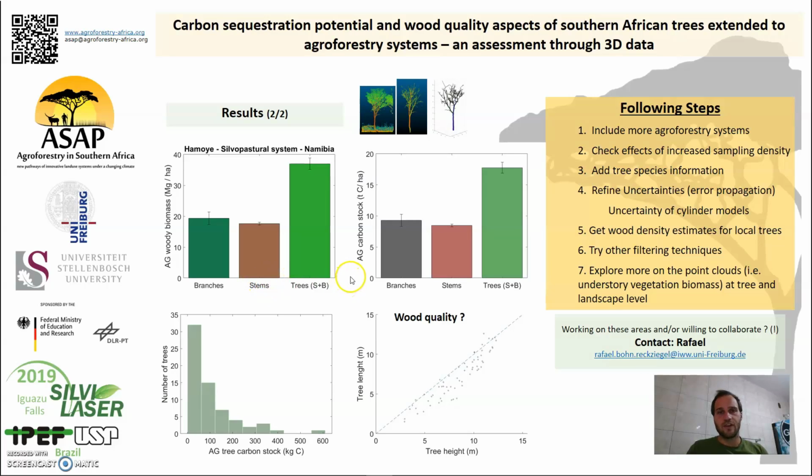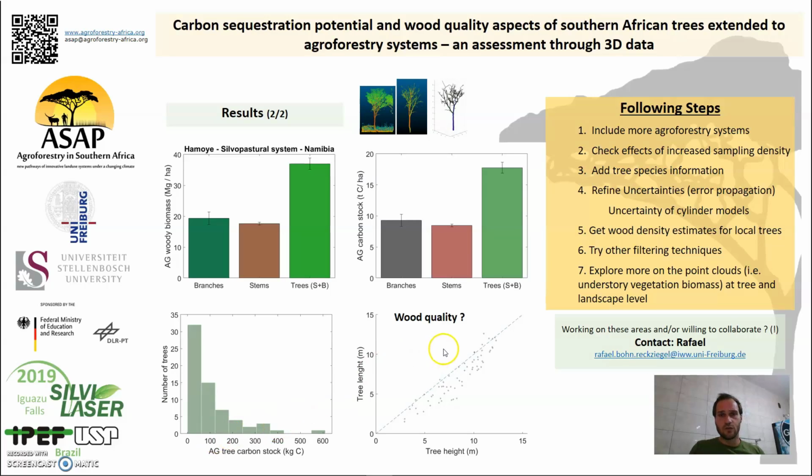The same reflects the situation of carbon stock, so you have most of the tonnes in the branches and approximately the same quantity in stems. Here you can also see that most of the trees have below 200 kilos of carbon, and so carbon is allocated rather in small trees that are in more quantity in this area.